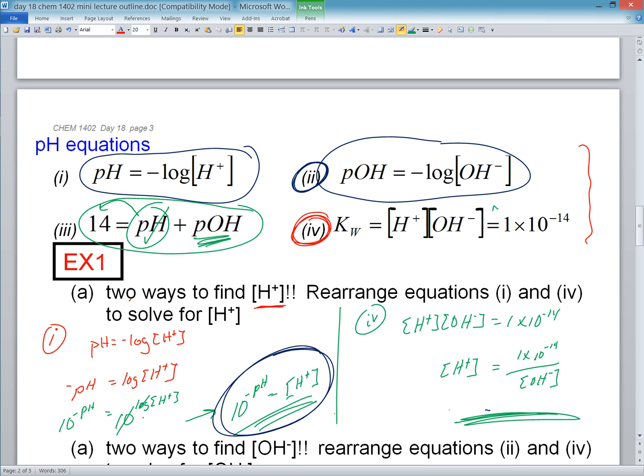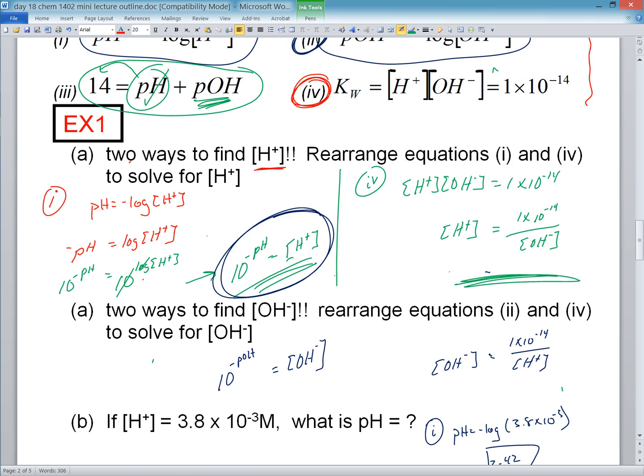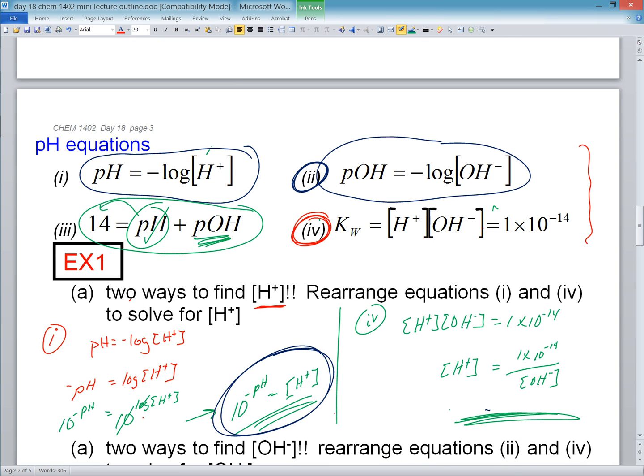I think that's a clean way to do it. There's another way to do it. You could use this to find hydrogen ion concentration and then plug it in down here to get hydroxide. But it's a lot more typing. I like the way she's doing it. It seems faster. Whenever you can use pH plus pOH equals 14, it'll be easier on the calculator.